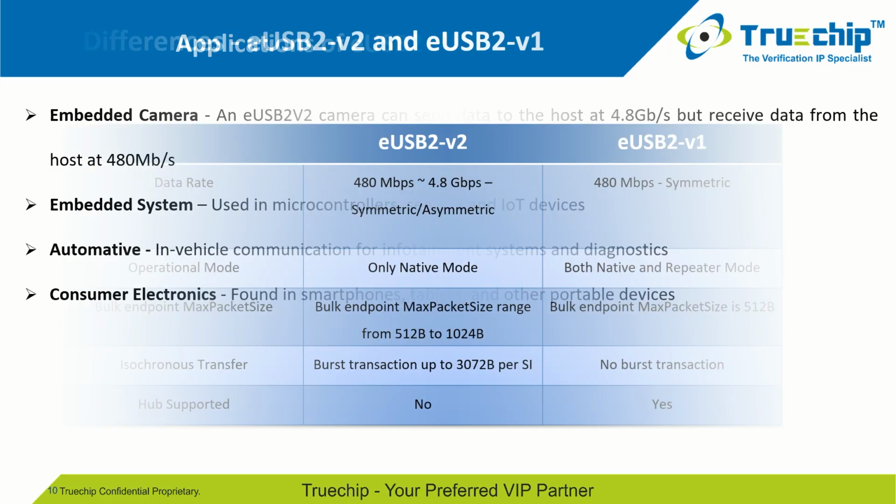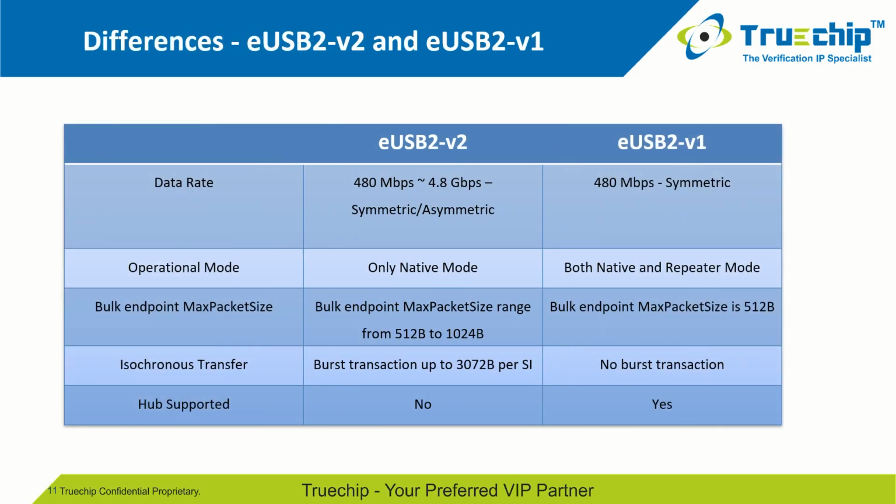Here are the few major differences between eUSB2 and eUSB2 v2. eUSB2 v2 operates at 480 Mbps to 4.8 Gbps in both symmetric and asymmetric link, whereas eUSB2 works at 480 Mbps in symmetric link. eUSB2 only supports native mode, while eUSB2 v2 supports both native and repeater mode.